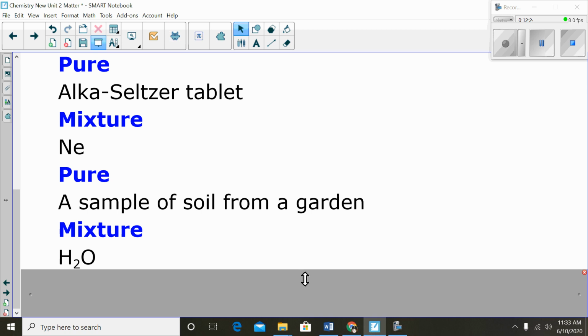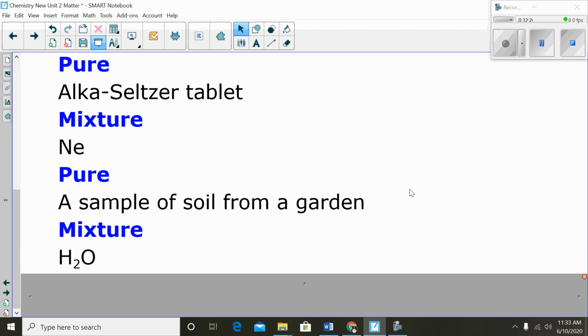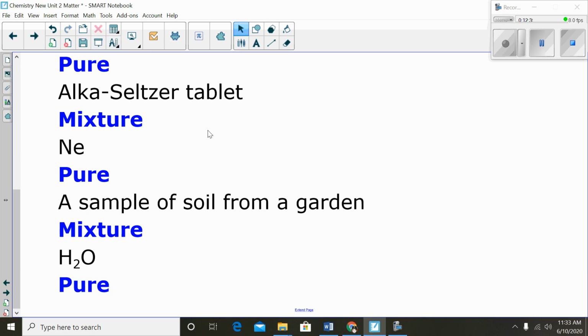And then last one, you have to be careful here. I'm actually giving you the formula for H2O. I know that you drink H2O. We talked about bottled water being a mixture, but if you just see H2O, that is pure. I've given you the formula for H2O. I didn't tell you that this is bottled water versus tap water or versus Lake Michigan water. So H2O is a compound, so that is pure.